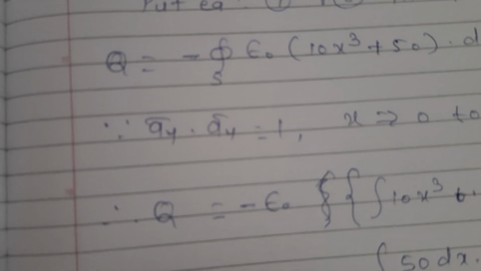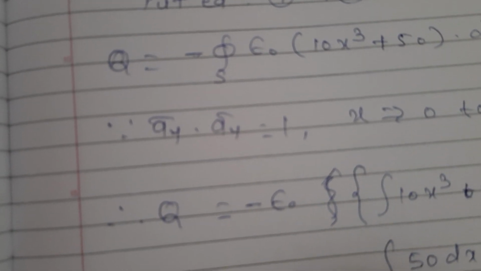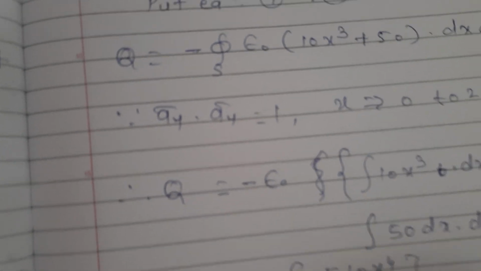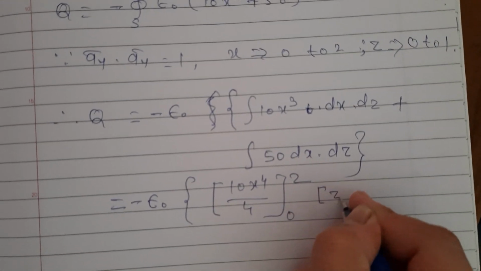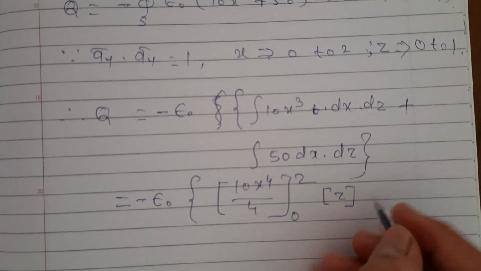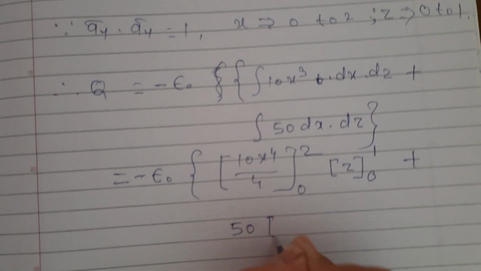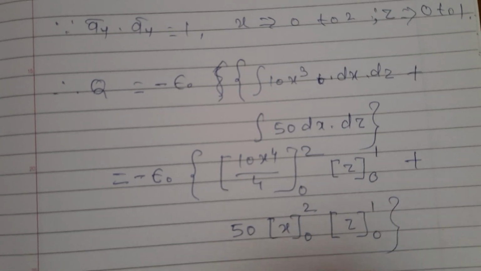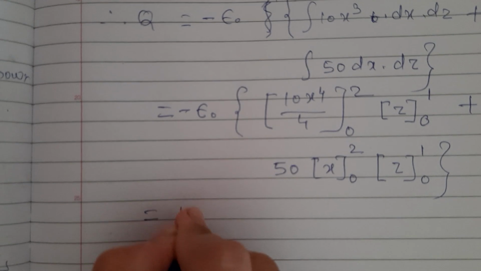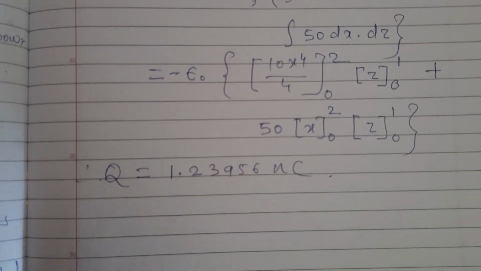Now we apply the integration limits separately. The integration of x cube is x raised to 4 by 4, with x varying from 0 to 2. The integration of dz is z, with z varying from 0 to 1. Plus 50 dx is x, and dz is z from 0 to 1. So we substitute all these values here and the answer is 1.23956 nano coulomb. This is the answer.